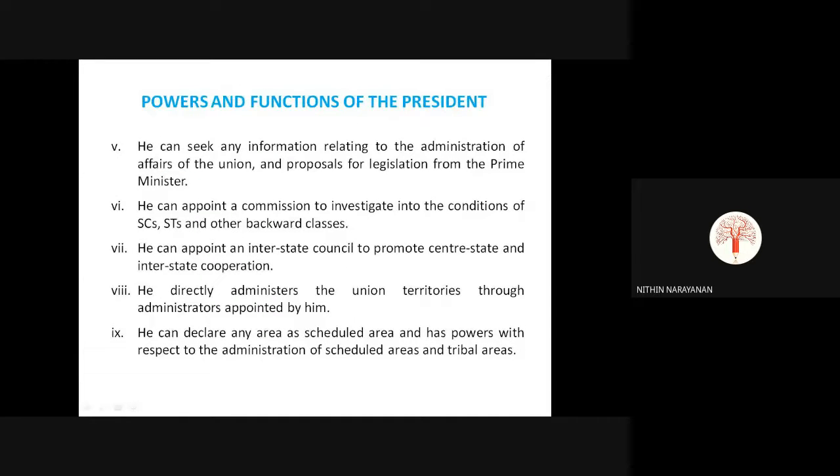And also he can seek any information relating to the administration of the affairs of the union and proposals for legislation from the prime minister. So at any time he can ask for proposals for legislation, or seek any information relating to the administration of affairs of the union from the prime minister. He can appoint a commission to investigate the conditions of SCs and STs and other backward classes. He can appoint an interstate council to promote center-state and interstate cooperation. He directly administers the union territories through administrators appointed by him.